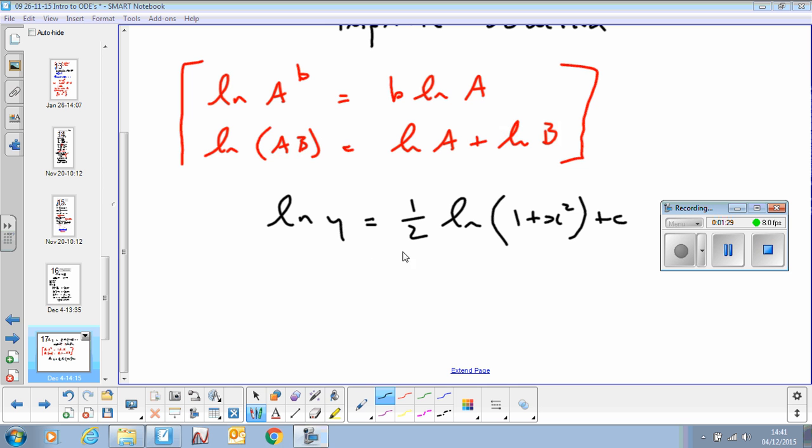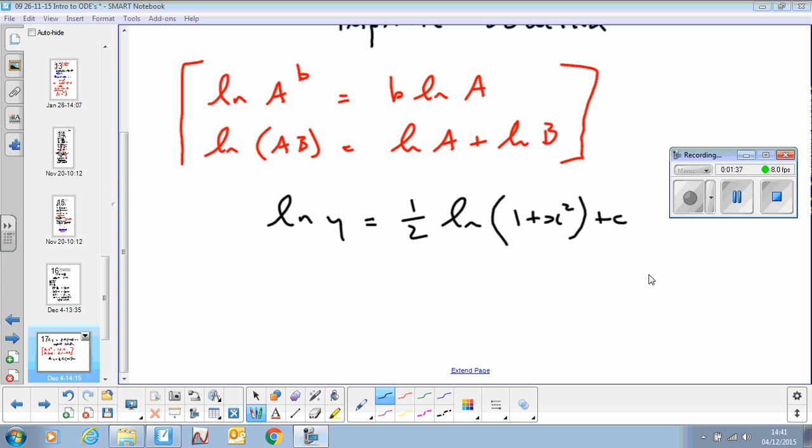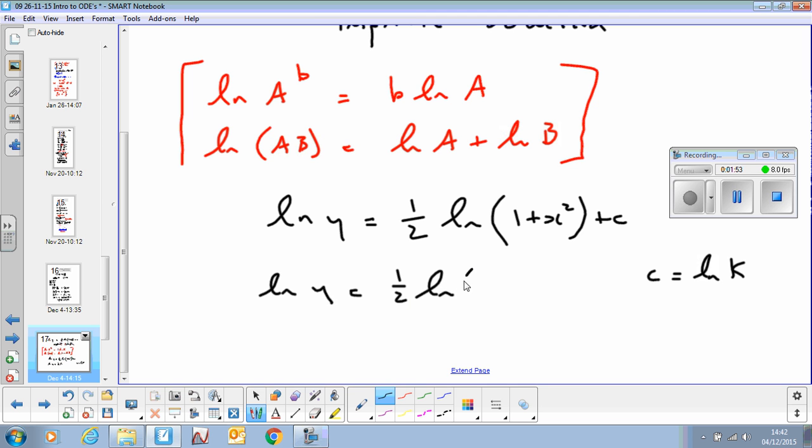So we have log y equals a half log 1 plus x squared plus c. The first thing I'm going to do is let c equal log of, say, k, just some constant. So then I can write log y equals a half log, or log 1 plus x squared rather, plus log k.